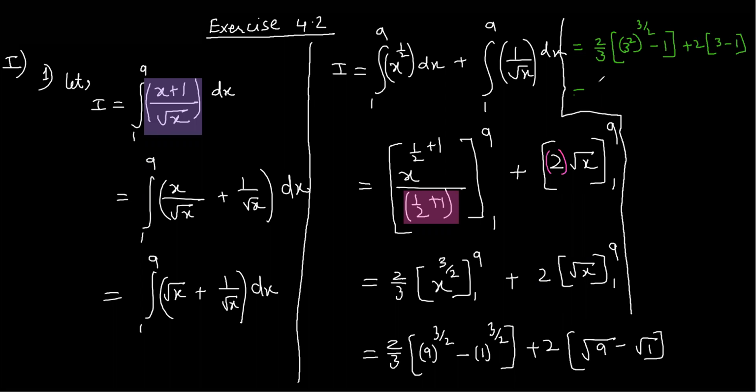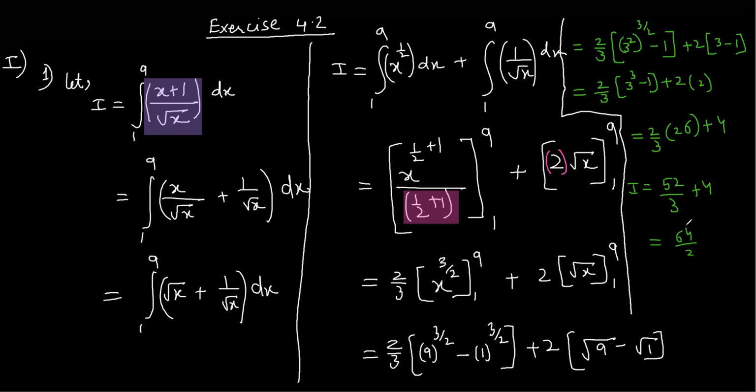So you get here 2 by 3, and this 2 and 2 cancel, so you get 3 cube minus 1 plus 2 into 2. 3 cube is 27. 27 minus 1 is 26, plus 4. So you get I equals 52 upon 3 plus 4. That is 64 upon 3. This is your answer. Okay.